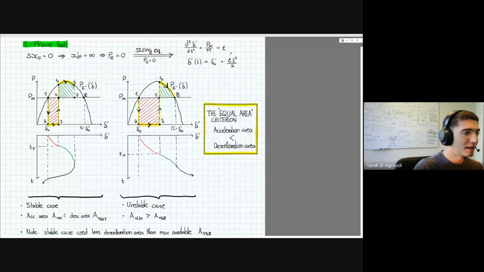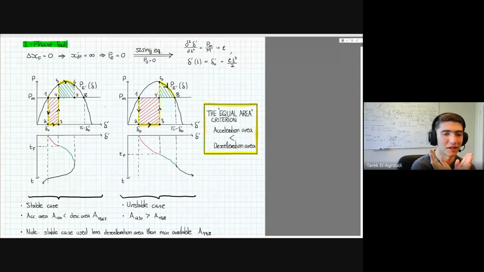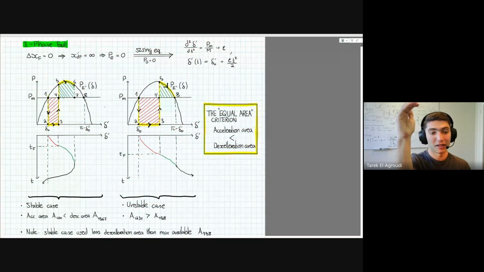Then at this point, we reconnect the system, so we finally get back our electrical power. Immediately, because our rotor angle has already started drifting, our electrical power will already be bigger than our mechanical power.